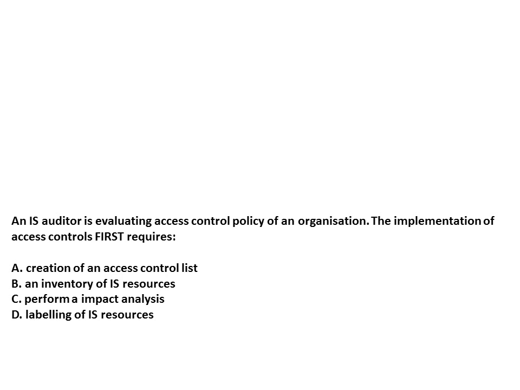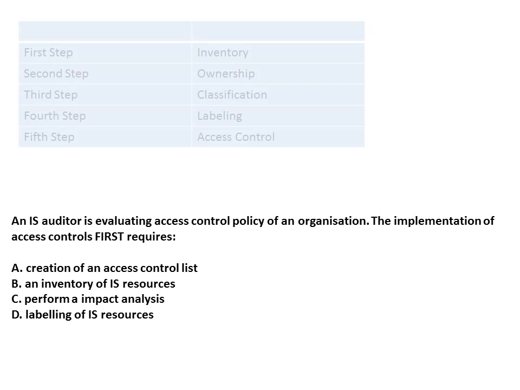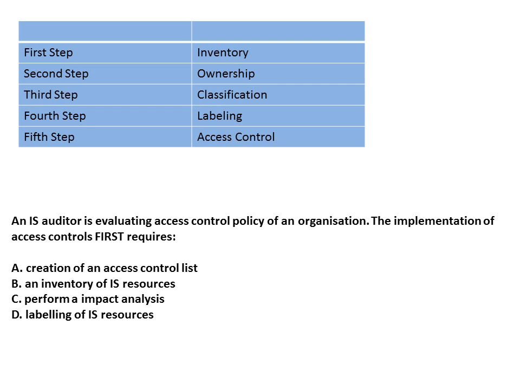Here, an IS auditor is evaluating the access control policy of an organization. The implementation of access control first requires: same thing. A similar step will be there. Inventory, ownership, classification, labeling, and access control. So our answer will be inventory of information system resources.